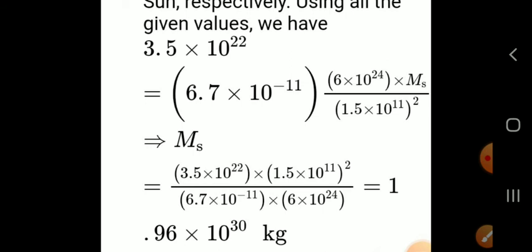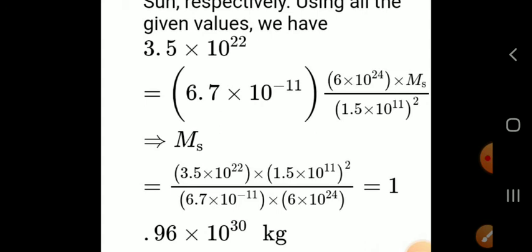3.5 into 10 raised to 22 into 1.5 into 10 raised to 11 whole square upon 6.7 into 10 raised to minus 11 into 6 into 10 raised to 24. So when we do the calculation of all these things, then we will get the value 1.96 into 10 raised to 30 kilogram. So this will be the answer.